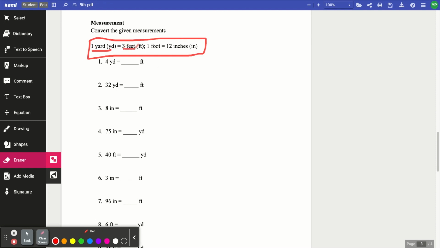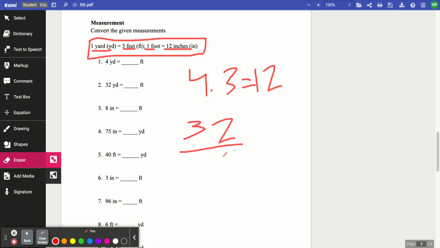1 yard equals 3 feet, and 1 foot equals 12 inches. So let's try it. 4 yards: 1 yard equals 3 feet, and there are 4 of them, so you do 4 times 3 equals 12. So it's just 12 feet. Now let's do number 2, 32 yards, from yards to feet. There are 32 yards, so you have to do 32 divided by 3. In this case it's not going to be that hard, but later it might get a little harder.